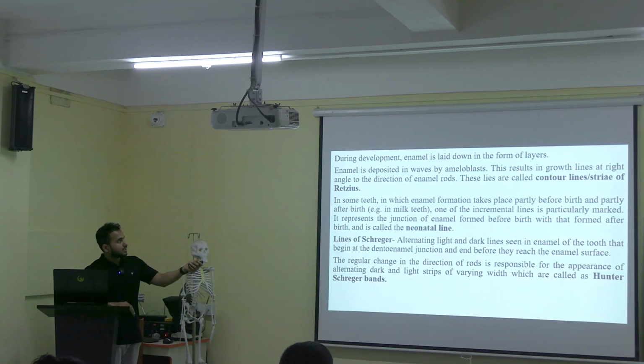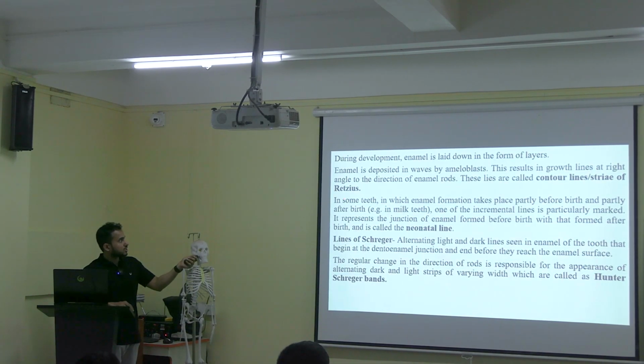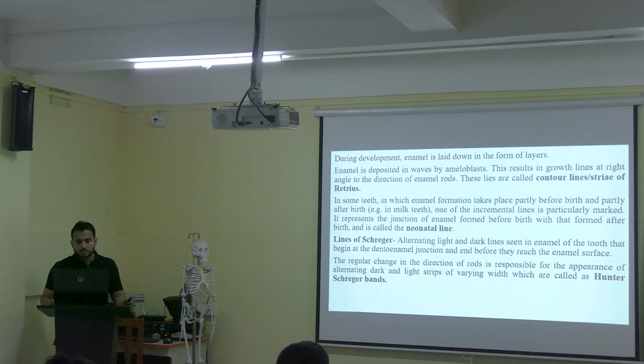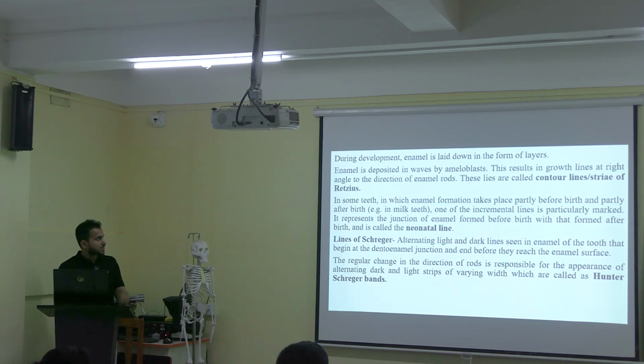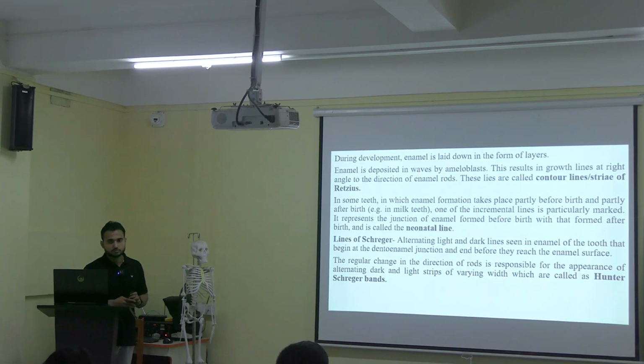This results in growth lines at right angles to the direction of the enamel rods, and these are called contour lines or striae of Retzius. In some teeth, the formation takes place partly before birth and partly after birth. One of the incremental lines is particularly marked, and that junction between formation before birth and after birth is called the neonatal line.